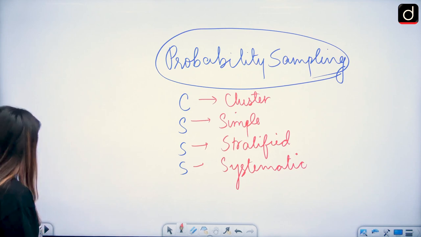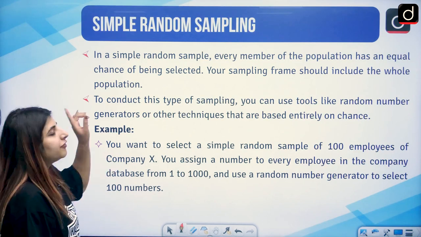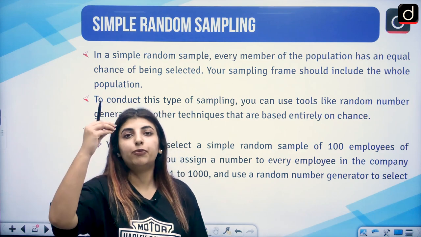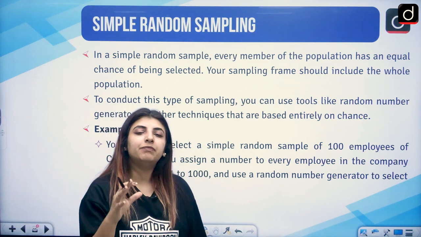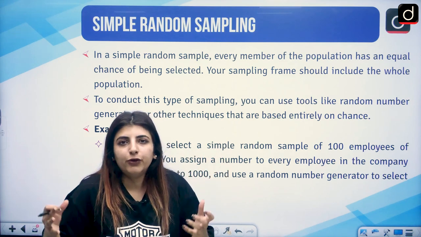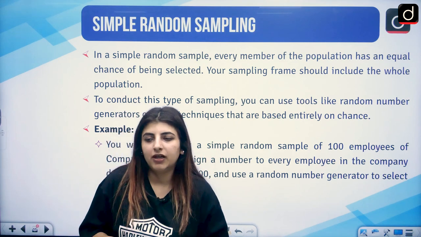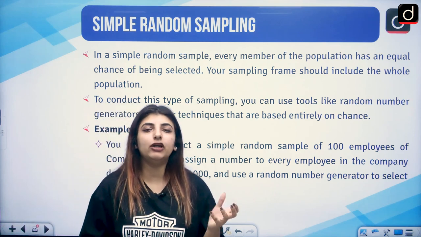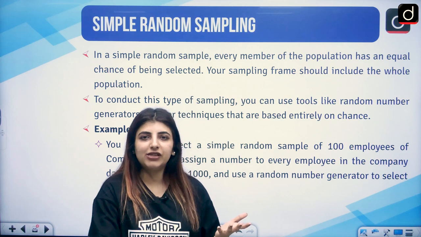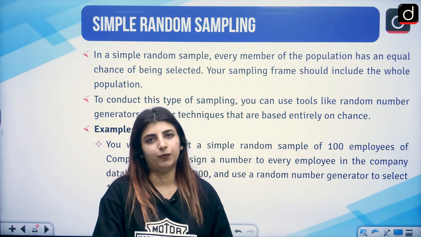Right? Now, moving further. First type of the sampling technique that we are going to talk about under probability is simple random sampling. Let me just break it down for you all in easier terms. You all must have seen the lottery things in your schools. Lottery nikalte the teachers, right? What did they used to do?